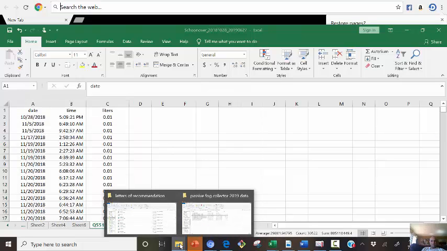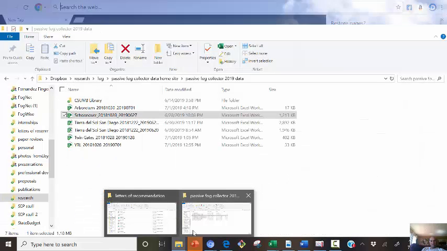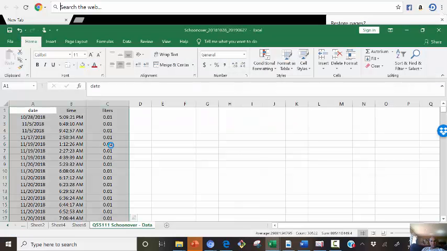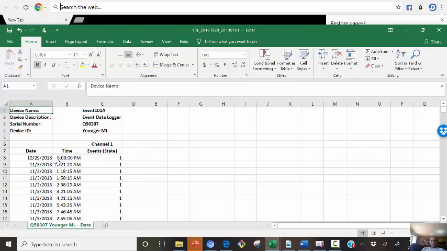This one's corrected too. If it says liters, it means it's been converted to liters already. I want to show you what the raw data look like that hasn't been converted to liters. This one is an example of that. This is the Long Marine Lab data that was just collected today by some of you. Here you have a date and a time and an event. That refers to a tip. So that would have been a 0.01 in the earlier format.